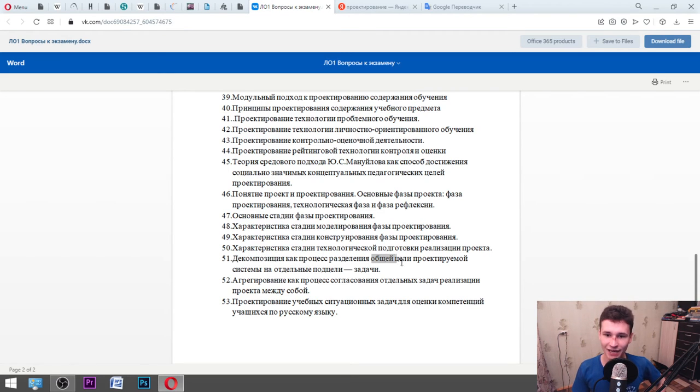Oh, nice. Decomposition as the process of making differentiation of the main purpose of project creating system to the different small sub-goals. And they are called tasks. Let's translate it to Russian. Декомпозиция как процесс разделения общей цели проектируемой системы на отдельные подцели, задачи. It means that we do decomposition. We have the full thing, composed, and we see this small particle, some small particles, like atoms, okay? And, or maybe even less.